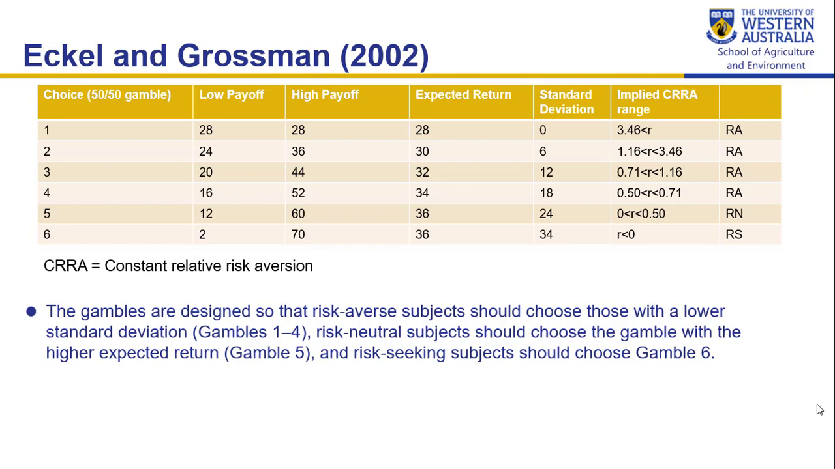A risk neutral subject should choose gamble number 5, which has the higher expected return but lower variability compared to gamble number 6. However, a risk-seeking subject should choose gamble number 6. It has the same expected return as gamble number 5, but it has a high probability of having a higher payoff compared to gamble number 5. So if someone has selected gamble number 6, they would be classified as risk-seeking.